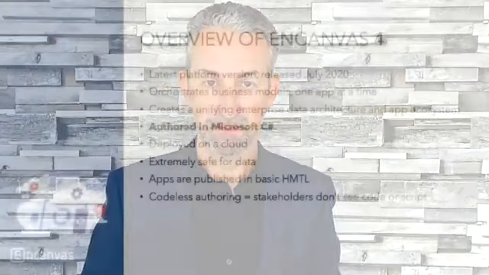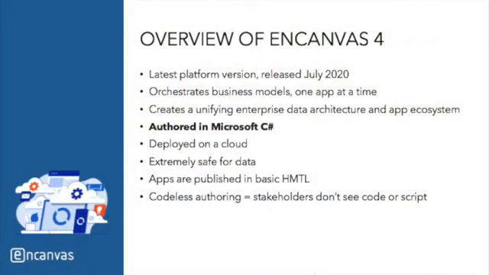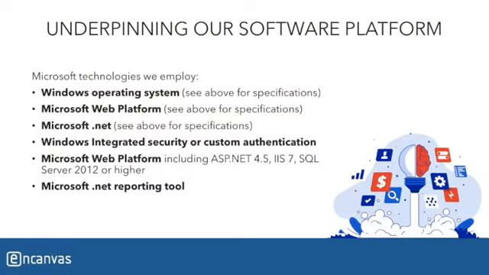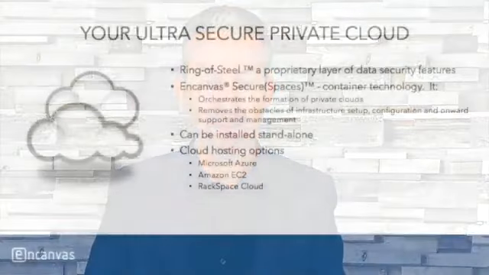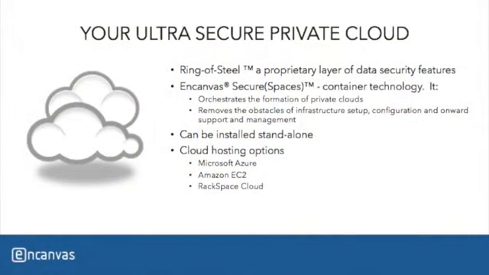Encanvas 4.0 is the latest version of the Encanvas platform. It's created using Microsoft C# on Visual Studio, and behind the scenes it's using all of the capabilities of the Microsoft ASP.NET Cloud deployed platform. It's extremely safe for data, and it includes state-of-the-art tooling to protect data while in use, while in transit, and also on the cloud. Applications are published in basic HTML, which means that they're accessible on most browsers and most computing platforms.